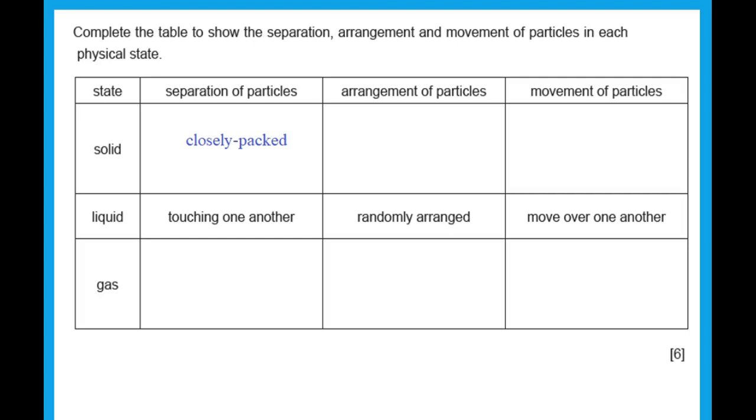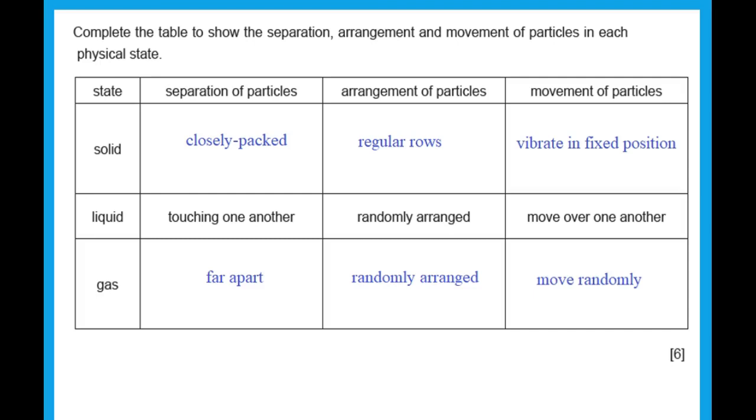Arrangement of particles, he says the liquid are randomly arranged. What about solids? In solids, they are regular rows. Now, movement of particles, he's saying the liquid move around one another, but solids, they vibrate in fixed positions. For gases, the separation of the particles, you should say something like far apart. Arrangement of particles, they're randomly arranged. Movement of particles, they move randomly.